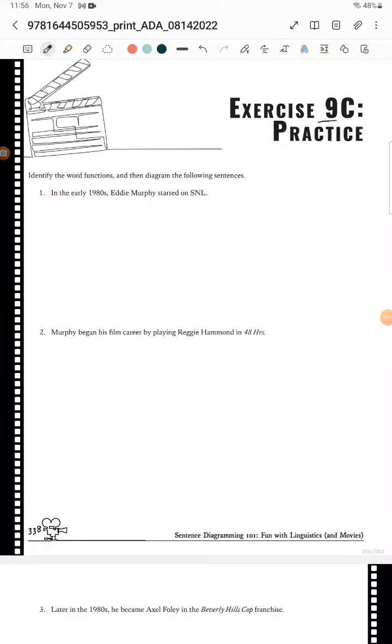This video is about exercise 9C, so we are going to identify some word functions and diagram some sentences. Looks like this one's all about Eddie Murphy, so here we go.